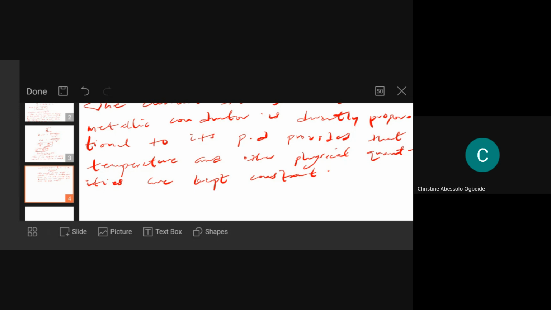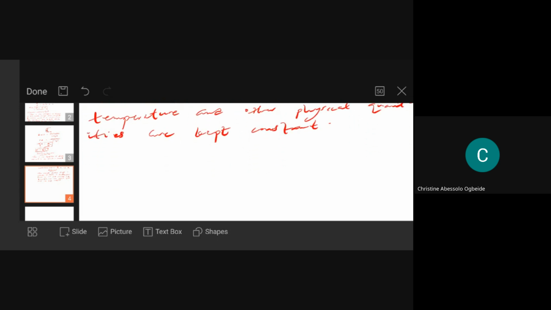So the area of the conductor, the length of the conductor, the nature of the conductor, and even the resistance of the conductor, if all these things are kept constant, Ohm's law is going to hold. So provided temperature and those quantities are kept constant, we can write that if that condition holds, I varies directly with the potential difference V.